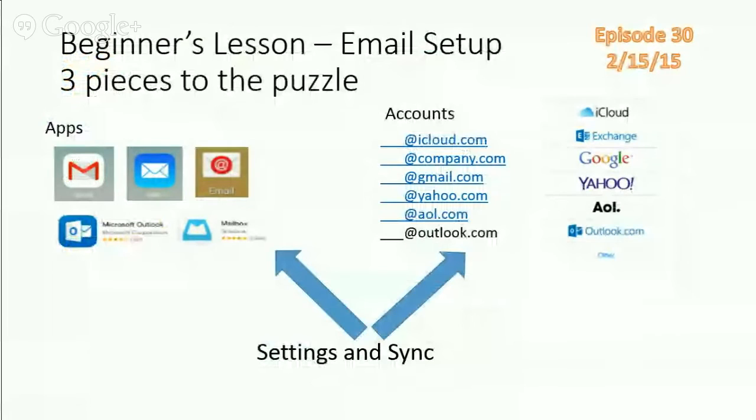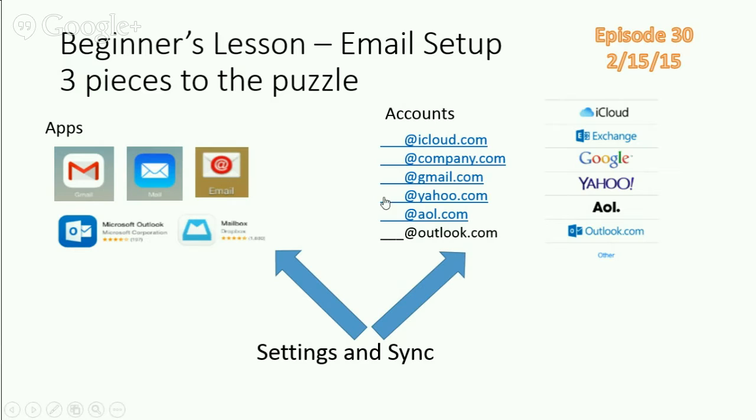So the point I want to start with is there are several pieces to the puzzle, but 3 primary pieces to this puzzle called email on your mobile devices. First, there's the app. Now, when you get your first smartphone or tablet, you think that you have to use the apps that are on there, but no, not true.